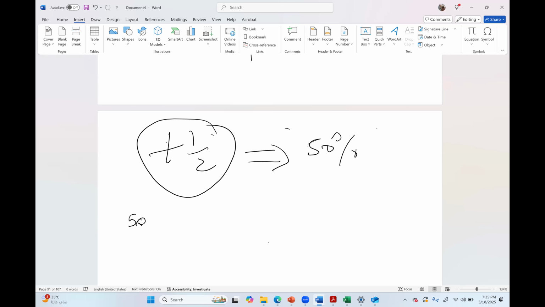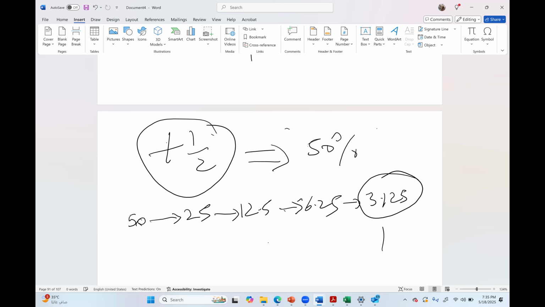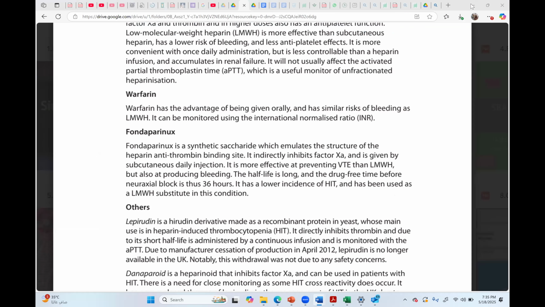No, 5. 50, 25, 12.5, 6.25, and 3.125. When it reaches this, that will be the time. So 1, 2, 3, 4, 5. Whenever we are calculating, we calculate like that. So after 5 half-lives, the drug concentration will become subclinical. This is a concept which you should understand.